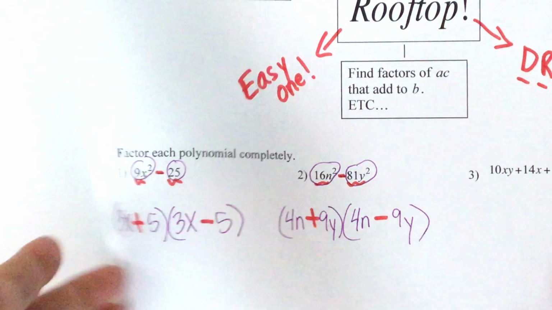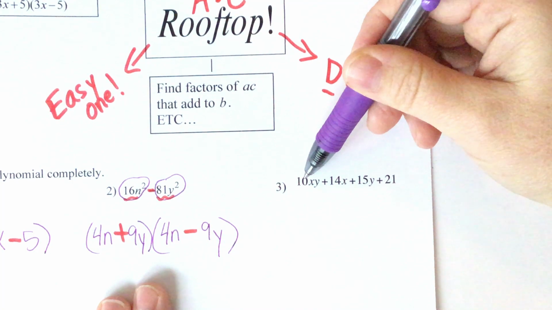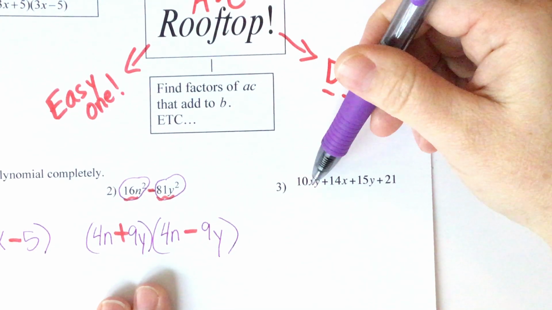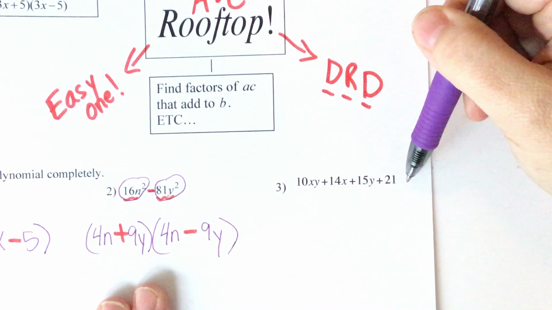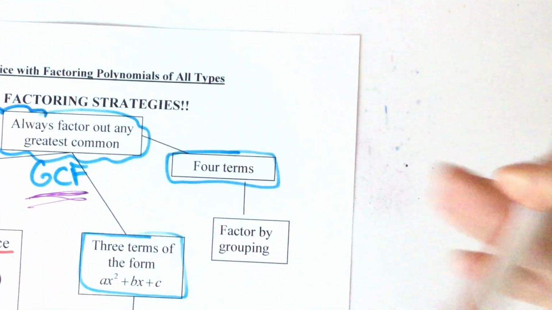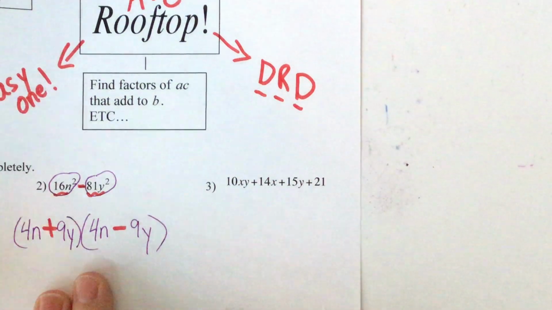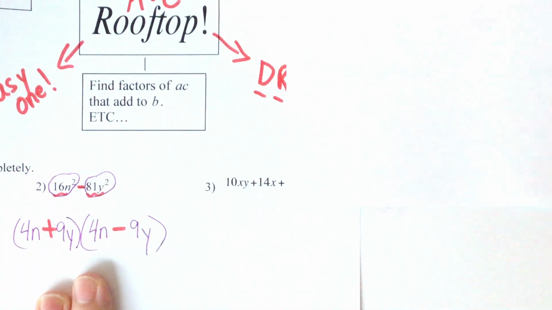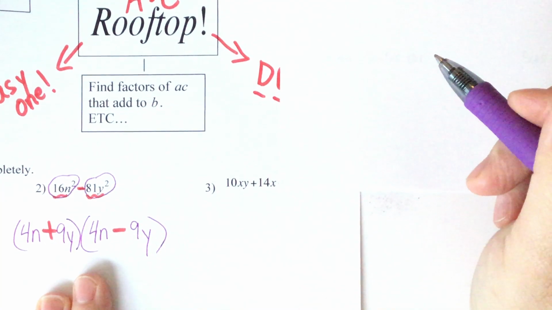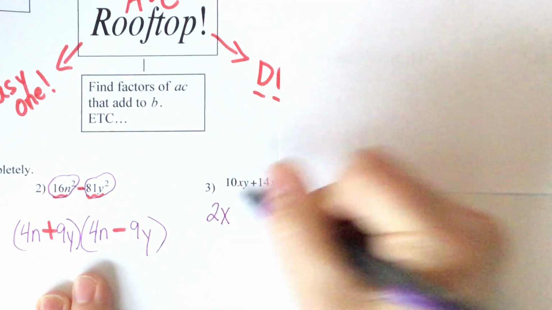Okay, next one up. First, I look for a GCF to the whole thing. I look to see if there's something that can divide into 10, 14, 15, and 21. And there's not. And they don't all 4 have x's, they don't all 4 have y's. Okay, so I count the terms. 1, 2, 3, 4. So when it's 4 terms, I go straight into factor by grouping. So this is when I group together my first 2 terms and take their GCF out. Okay, do you know what the GCF is to the front 2 terms? 2x. 2 is the greatest number that can divide into 10 and 14, and they both have 1x.